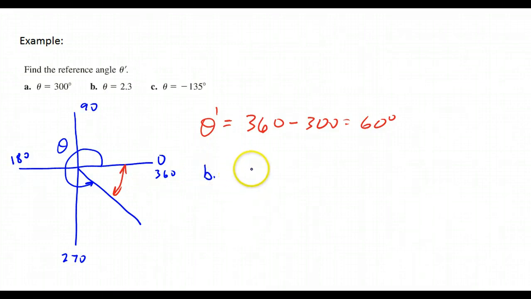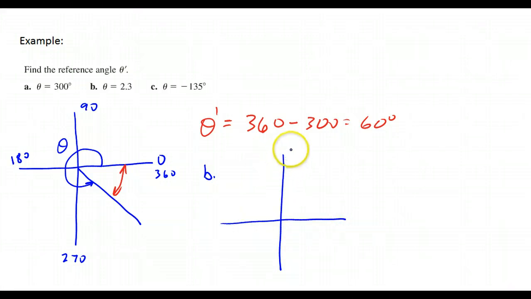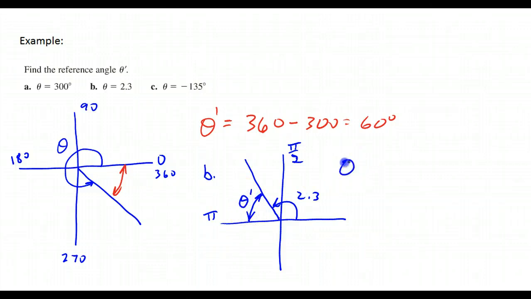If theta is 2.3 radians, well, 2.3 radians is between pi over 2 radians, it's about 1.5 something, and pi radians, which is 3.1 something. So here is 2.3 radians. That means that we're going to subtract 2.3 from pi to get theta prime. So theta prime is going to be pi minus 2.3.